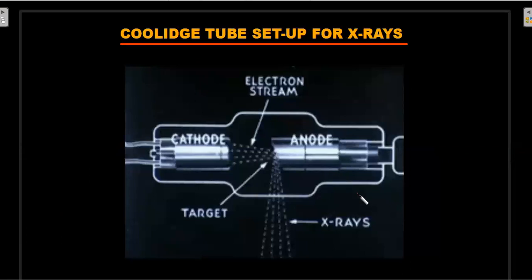Once this is out of our way, the X-ray tube setup is the Coolidge tube setup that is very familiar to all the students who are studying in 11th and 12th classes. So there is a cathode and there's a filament here. Because of the heating up of this filament, electrons would be emitted, and the current in this filament decides the number of electrons coming out. So this is the stream.